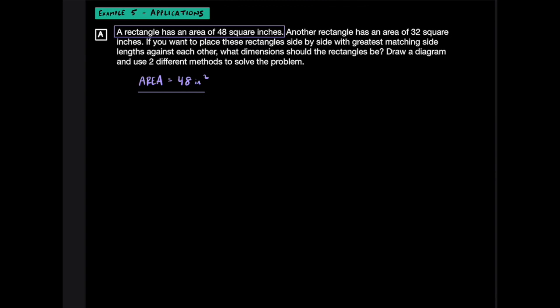First, it's important to note that we have a rectangle that has an area of 48 square inches. Since the formula to find area is equal to length times width, we know we're going to be looking for factors for 48. Similarly, we have another rectangle that has an area of 32 inches squared. To find whole number dimensions of 32, we're going to have to look for factors. The word greatest here gives us a hint that we're looking for the greatest common factor.